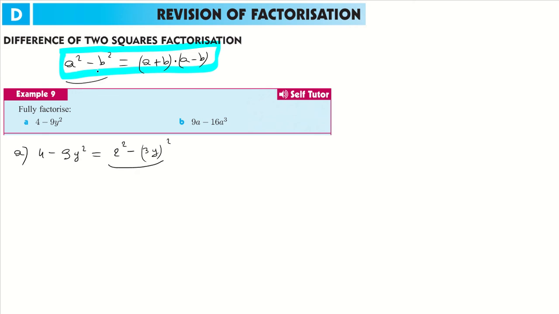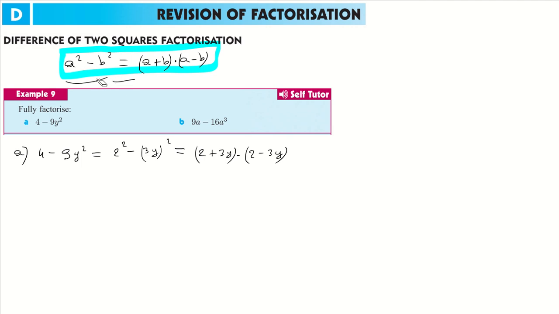A squared minus b squared. My a is a 2, and my b is a 3y. I use this formula here. So a squared minus b squared is equal to a plus b times a minus b. So the a is a 2 and the b is a 3y. So that becomes 2 plus 3y times 2 minus 3y. And that's the answer. Fully factorized.